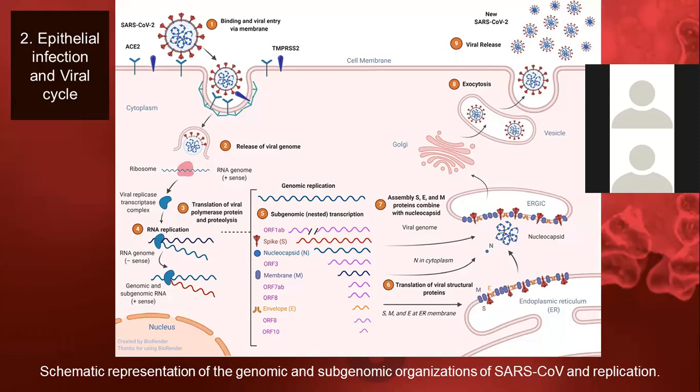This paper will explain how virus binding occurs, the internalization into the epithelial cells, and the replication of the virus. Let's see the first step. It is the process of binding and viral entry via the membrane. SARS-CoV-2 will use the receptor ACE2, or angiotensin converting enzyme 2, and TMPRSS2. The SARS-CoV-2 will bind to these two receptors and will enter the cytoplasm.